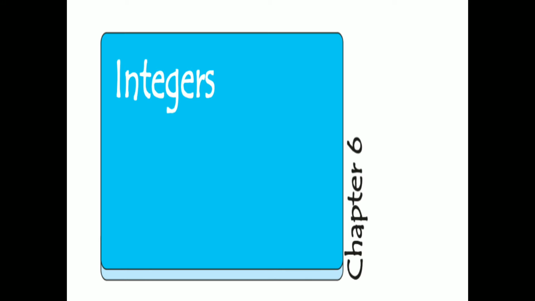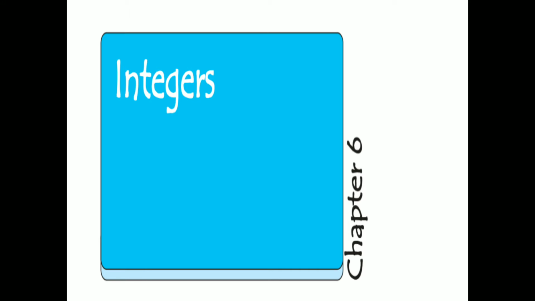But before starting integers, I just want to ask you, do you know what the natural numbers are? Natural numbers are the counting numbers which start from 1, and there is no end to natural numbers. Clear? 1 to infinity, all are natural numbers. So what are whole numbers? Whole numbers start from 0.